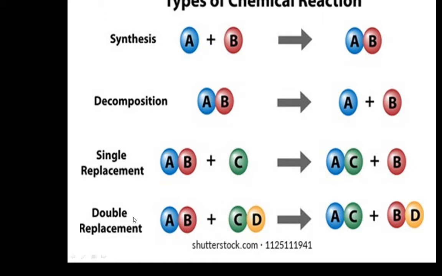Next is the double replacement reaction. Now look here, two reactants AB and CD. C replaces B and then B will join D. So here there is double replacement, twice a component replaces the other. This kind of reaction is known as double replacement.